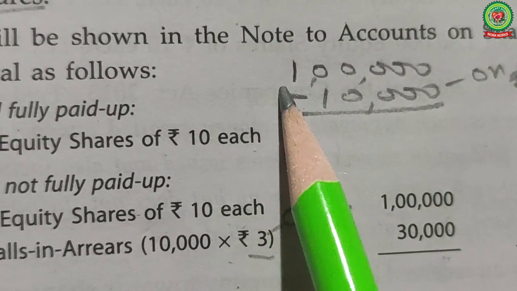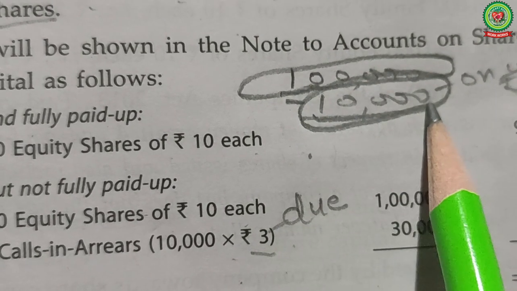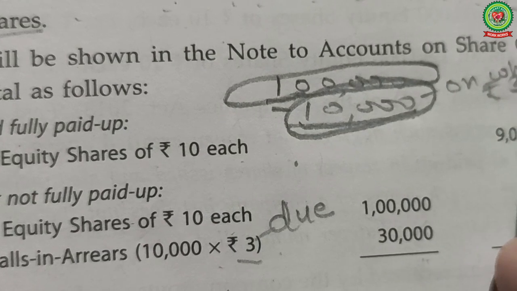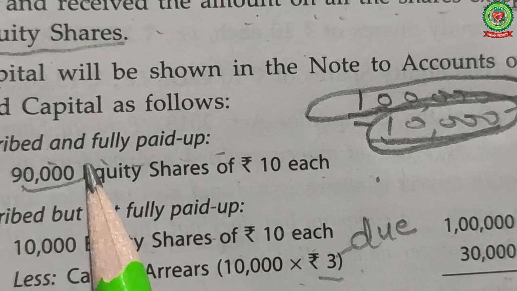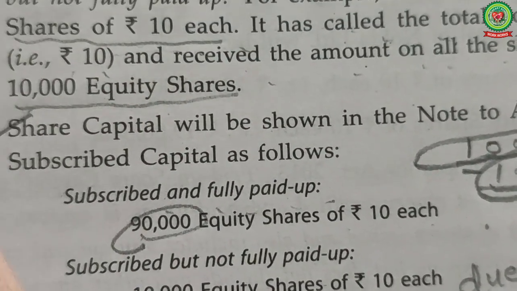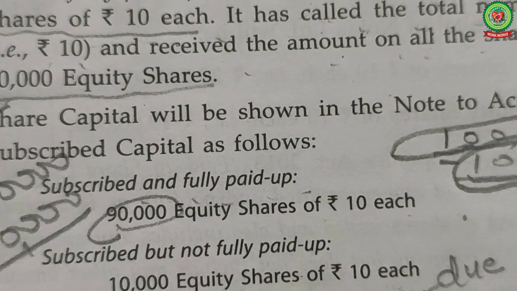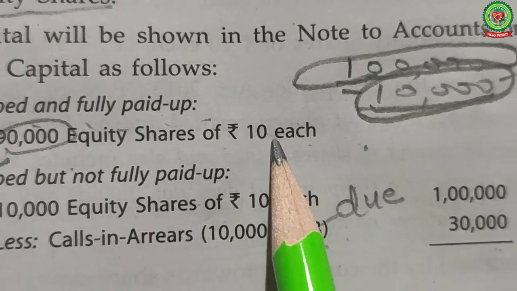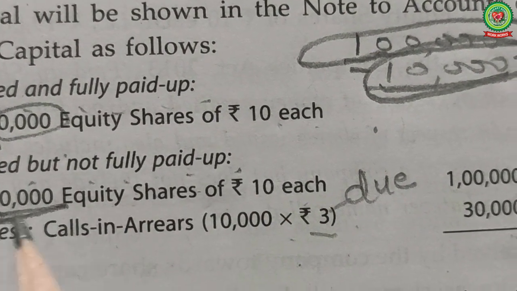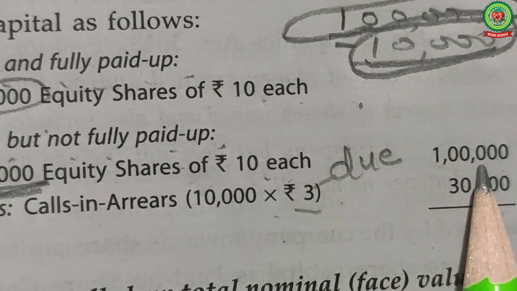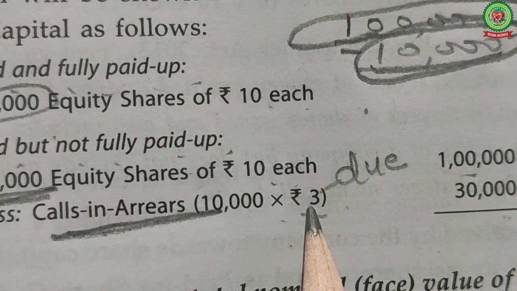So total shares 1 lakh. Out of 1 lakh, only 10,000 equity shareholders have not paid the final call of rupees 3. Okay, so subscribed and fully paid up only 90,000. See, 1 lakh total minus 10,000 is 90,000 equity shares, 10 each, fully received 9 lakh, and subscribed not fully paid, like 10,000 equity shares rupees 10, total 1 lakh, out of which less calls in arrear which is not yet received, rupees 3 not yet received.